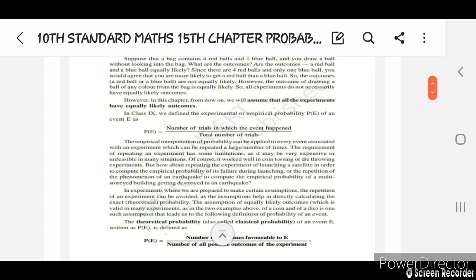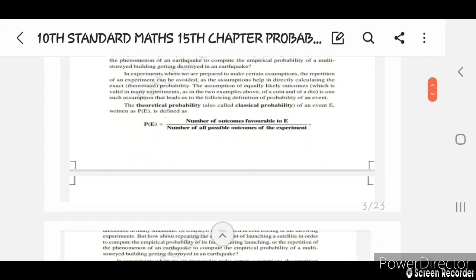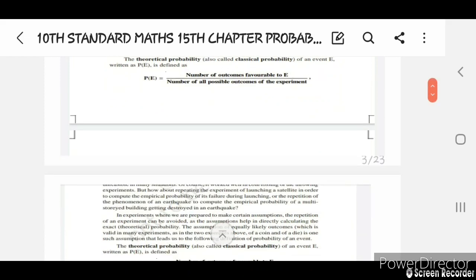In class 9th, we defined the experimental or empirical probability of an event, P of the event, which is equal to the number of trials in which the event happened divided by the total number of trials. The theoretical probability of an event is equal to the number of outcomes favorable to the event divided by the number of all possible outcomes of the experiment.